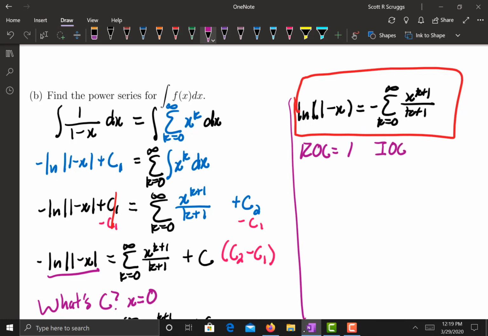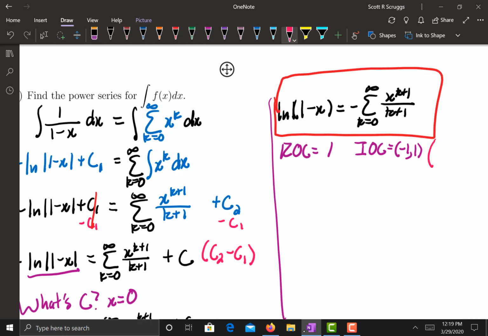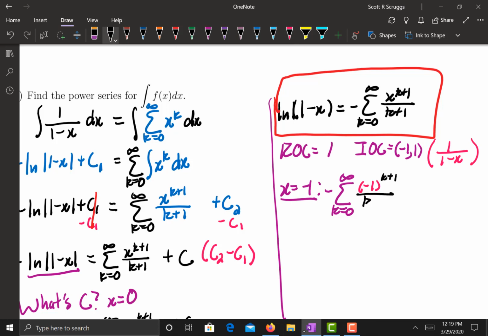Keep in mind that the original interval of convergence was -1 to 1. Keep in mind that that was the interval of convergence of 1 over 1 minus x. So now let's check and see if our interval of convergence changes now that we have a new series representation. I'm going to plug in -1. If I plug in -1, I get negative the sum from k equals 0 to infinity of -1 to the k plus 1 power divided by k plus 1.